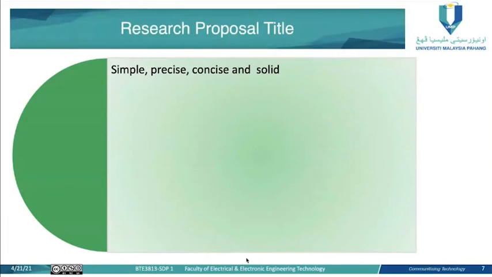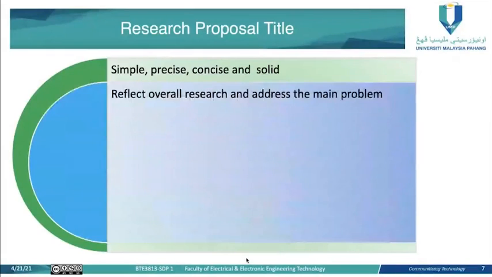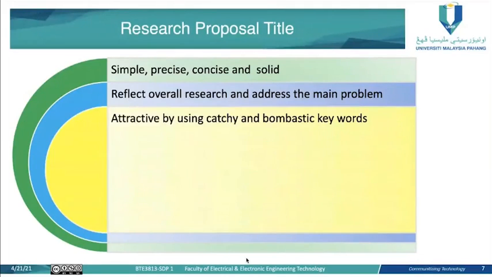We say the title is already proposed by your supervisor. So if, based on your reading for the literature review, you find a better title or some suggestion for improving it, some keywords you need to inject into the title, you need to follow these tips in order to improve your title. Your title should be simple, precise, concise and solid. So it reflects the overall research. People who read your title understand what you are going to do or what you have done. Then attractive, by using catchy and bombastic keywords.